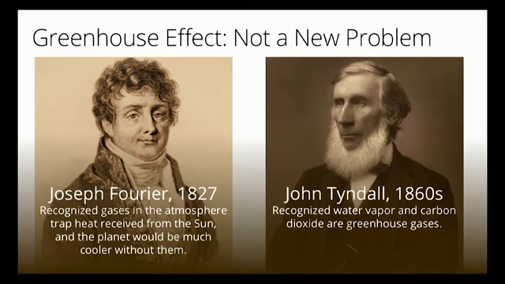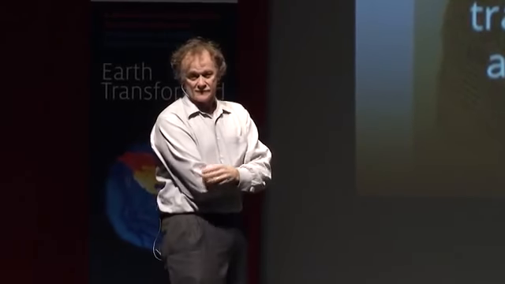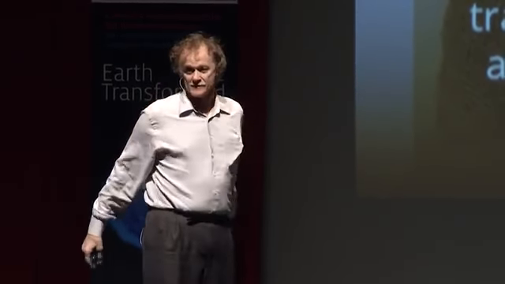And then Tyndall, in 1860, recognized what the gases were. They're water vapor and carbon dioxide. There's a lot of nitrogen in the atmosphere. 80% of the atmosphere is nitrogen. About 19% or 18% is oxygen. But those are not the greenhouse gases. So even though there's a lot of stuff in the atmosphere, it's just these things that are around in small quantities that actually keep us warm.